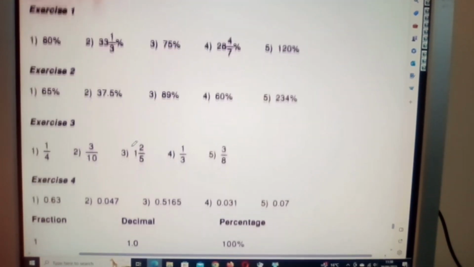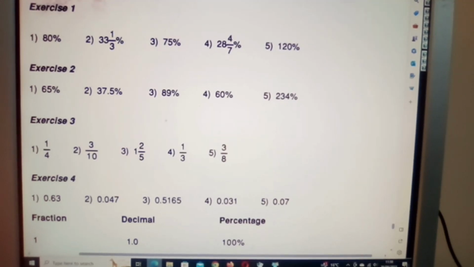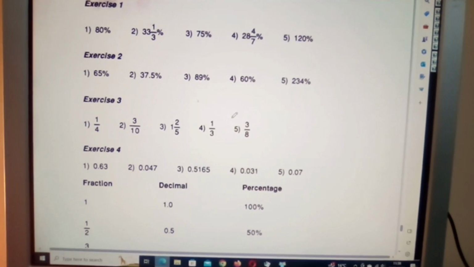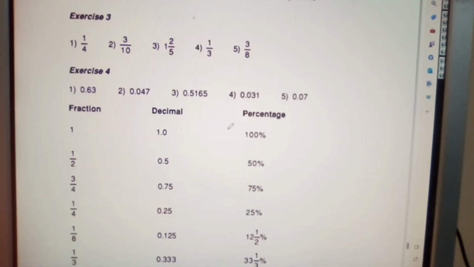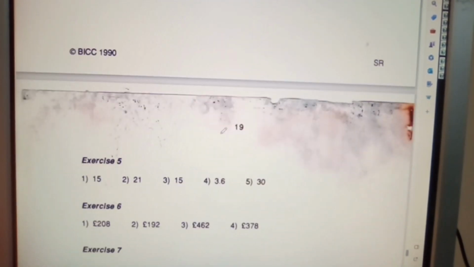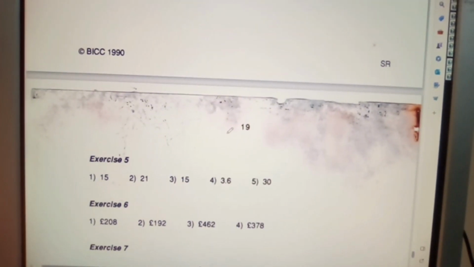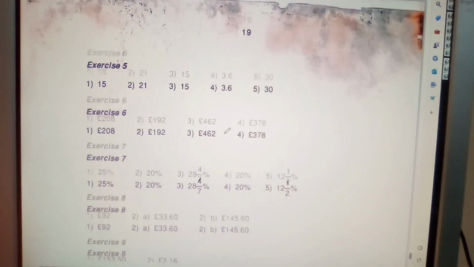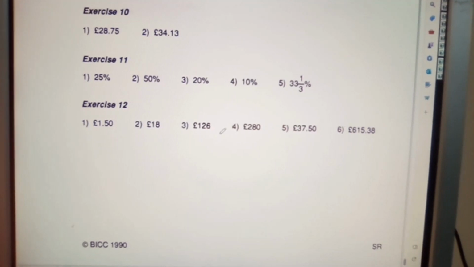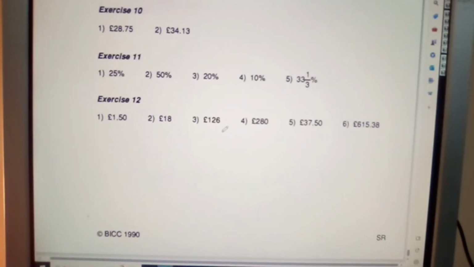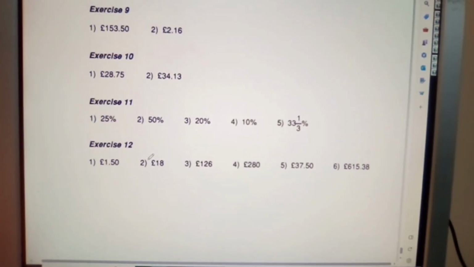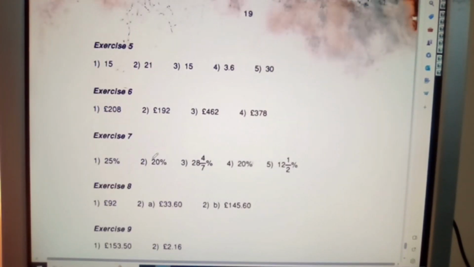And here are the answers, in case you missed them. Let me just drop down a little bit, make sure I don't miss out any answers. And here are some exercises for you to do. Now I hope you found this useful. I'm going to work my way back up to make sure that everything has been in place, so that nothing has been missed out.